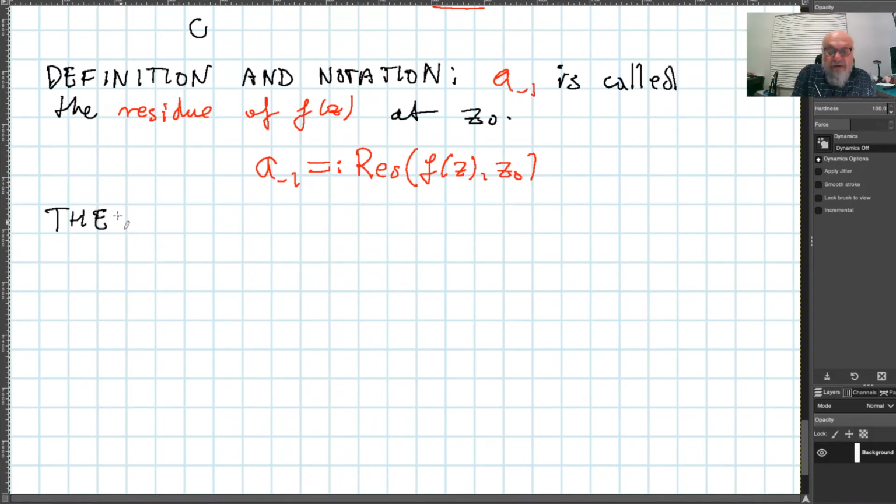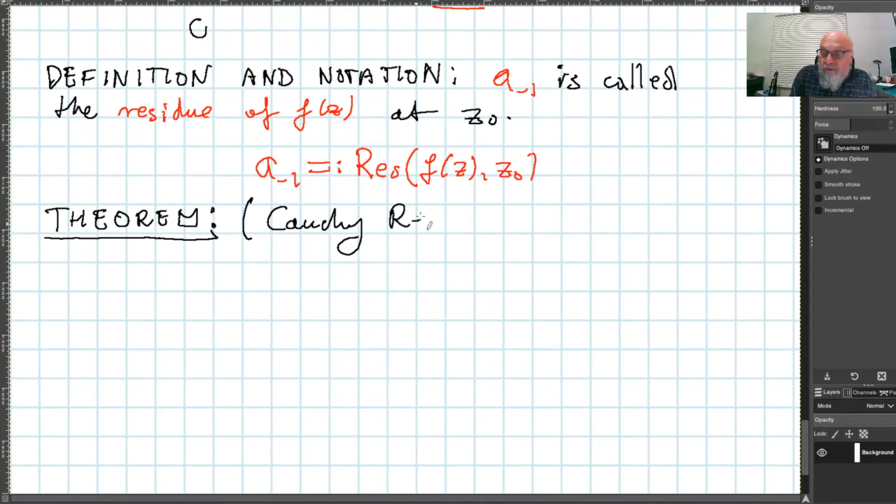And now we can formulate our main result, and the main result will be a theorem. That's one of the principal main results of this course. And we simply write it down: Cauchy Residue Theorem.